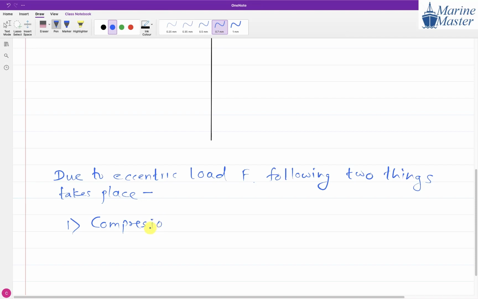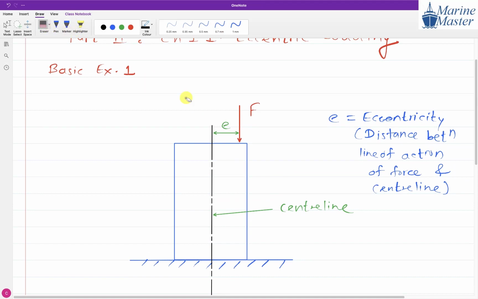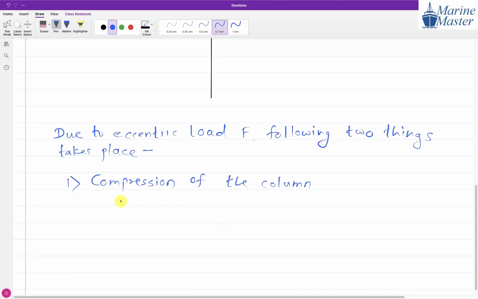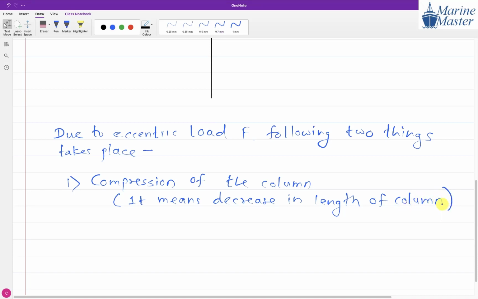Compression. Guys, everyone, try to see the scenario. Compression of the column. What is the meaning of compression? Compression of the column means what? It means decrease in length of the column. Guys, if you are not getting any wording, please feel free to ask me. Decreasing length of the column.